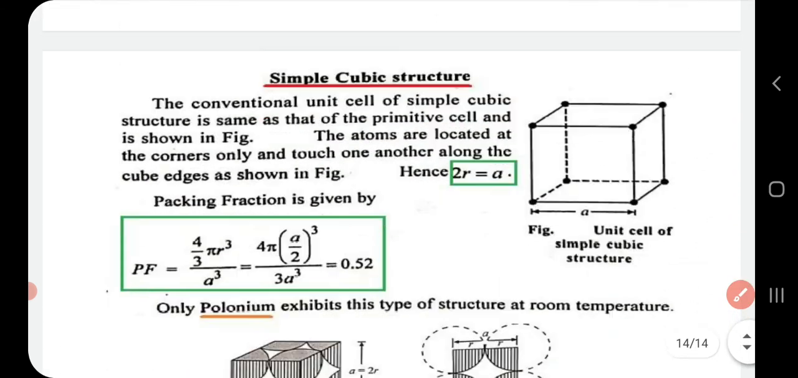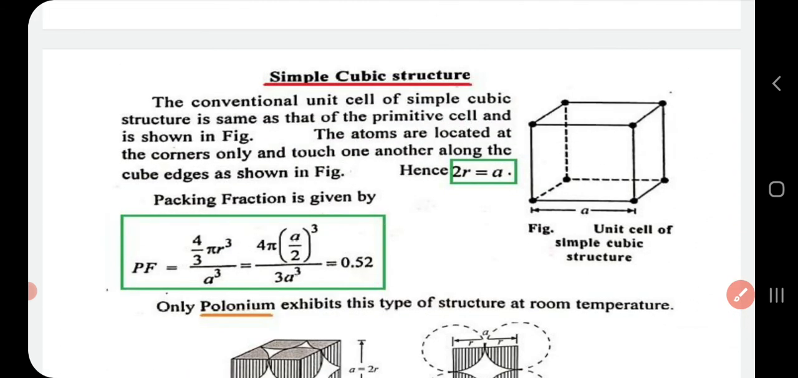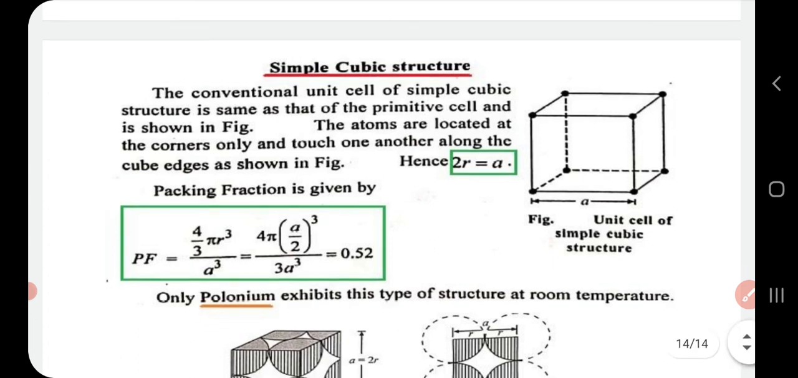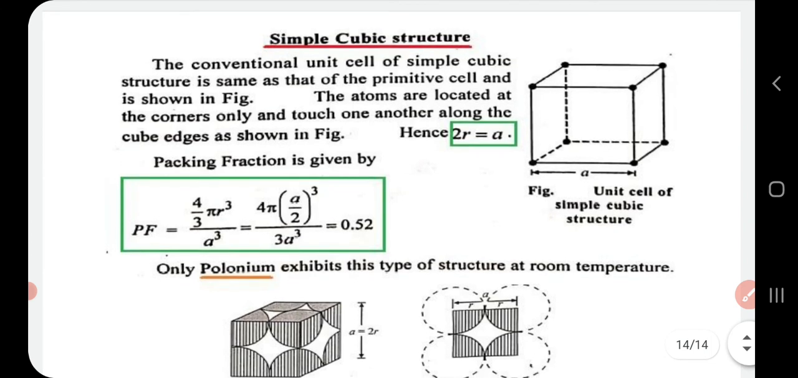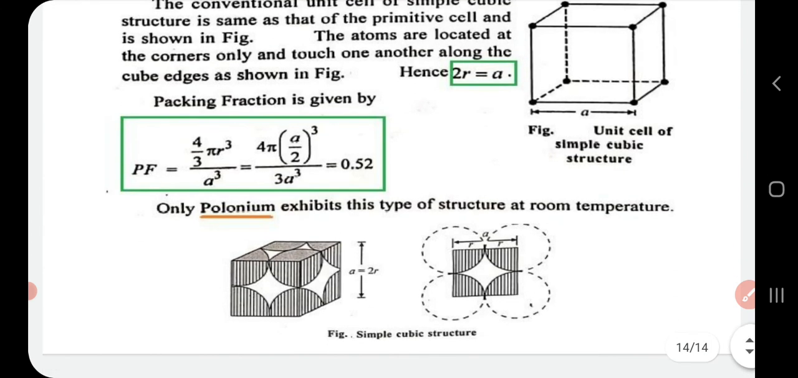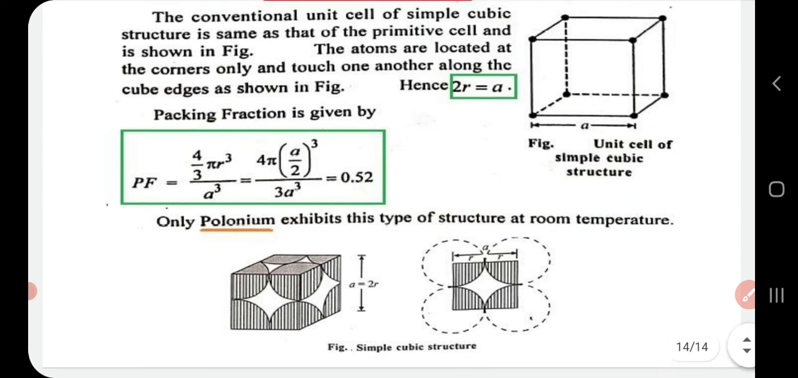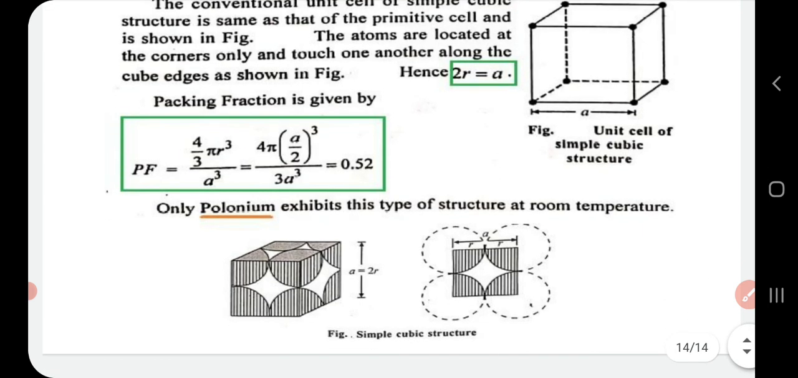Now the last one, simple cubic structure. Similar explanation. The conventional unit cell has a shape of a simple cube. Atoms are located only at the corners, and the atoms touch each other along the edge. Then the relation between interatomic distance and atomic radius is 2r is equal to a. Then packing fraction is 0.52 in this case. Then example is polonium.